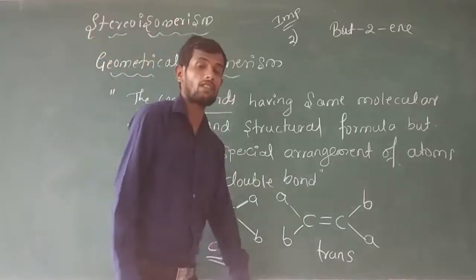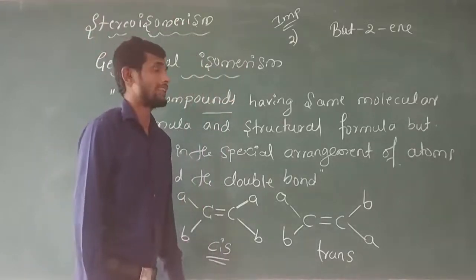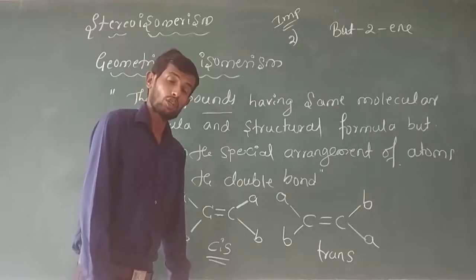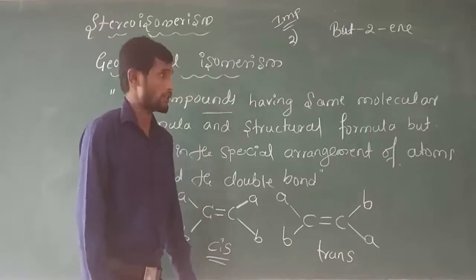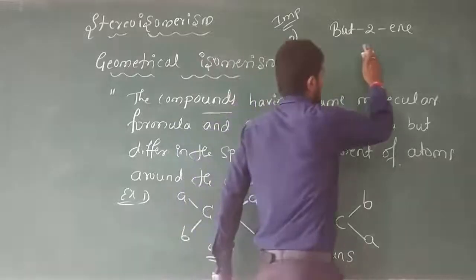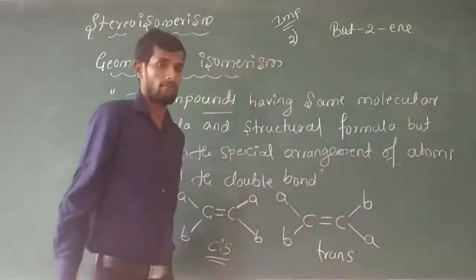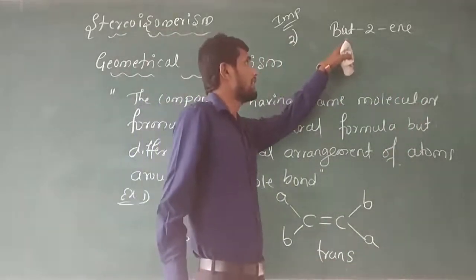Similar groups are present on the same side of the double bond. What is trans? Similar groups present in opposite direction. Yes, first you write the structure of but-2-ene. Here I have written only the name.